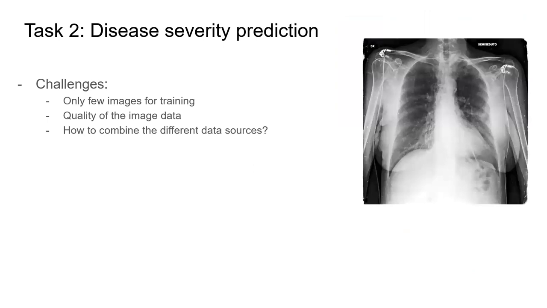So then we came to the second task, to predict disease severity. Here our challenges were that we had only few images in the training data, we were unsure about the quality of the image data, and also because image data was missing for certain patients, we were wondering how to best combine the different data sources, so to combine clinical data and X-rays.